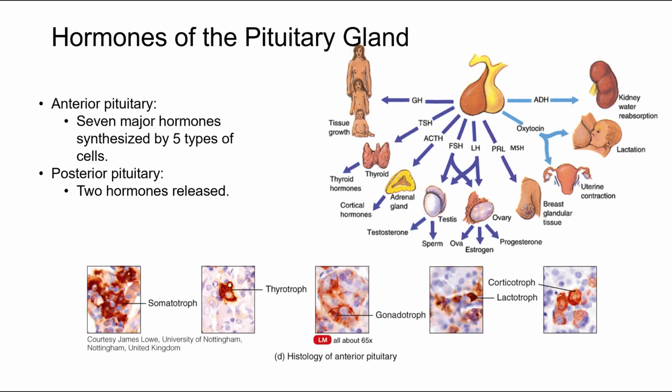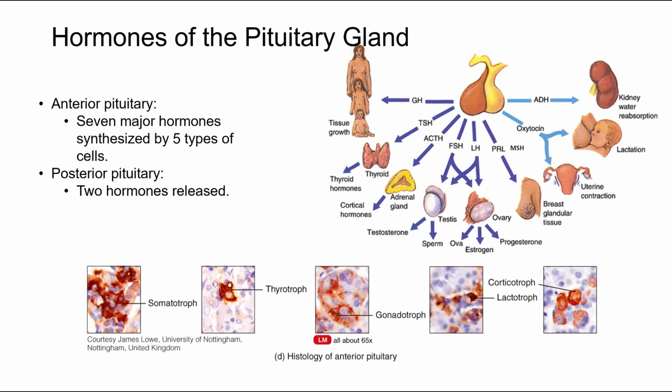In fact, they are synthesized by 5 types of cells, but the problem is that we cannot differentiate between these 5 types of cells using the conventional histological stains. We can only differentiate between them by using special immunohistochemical stains.